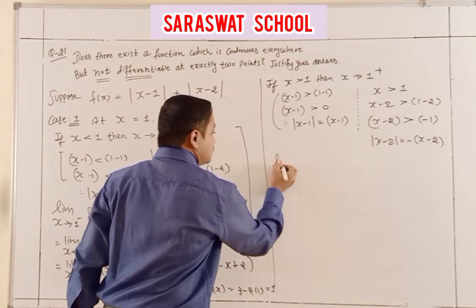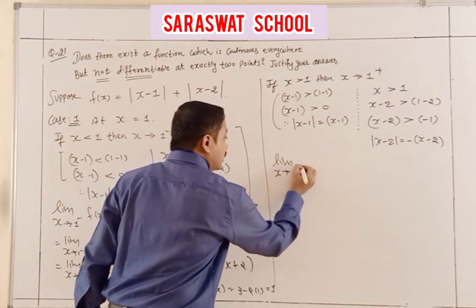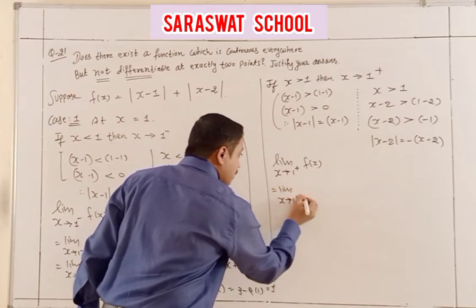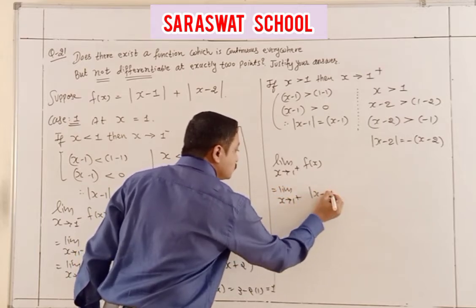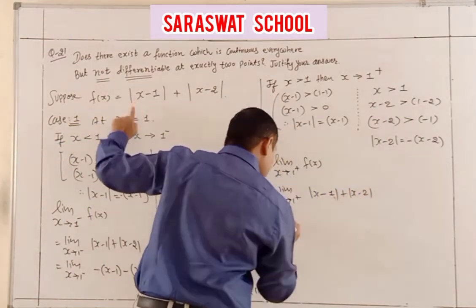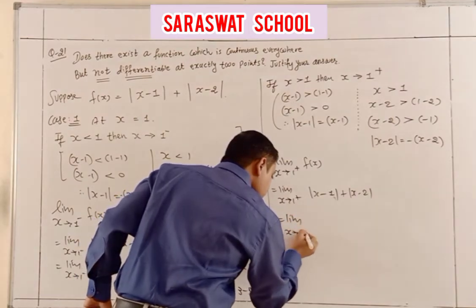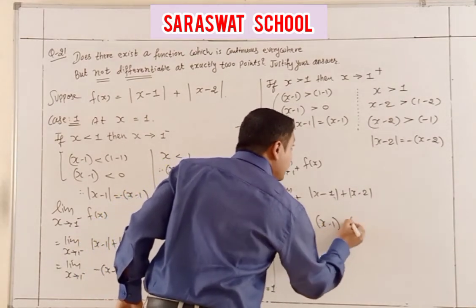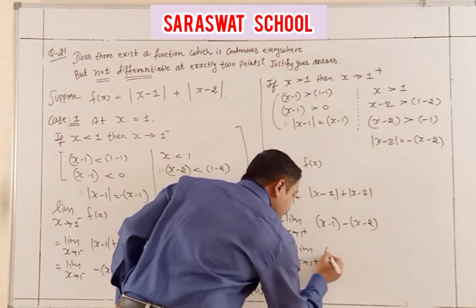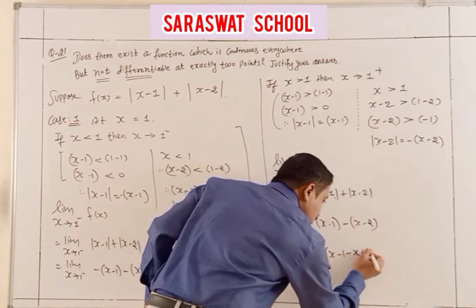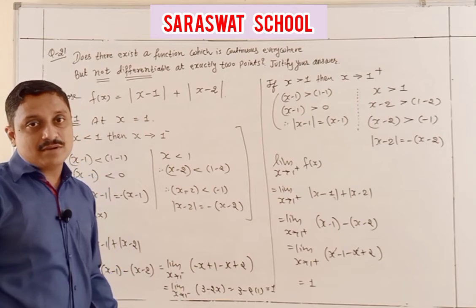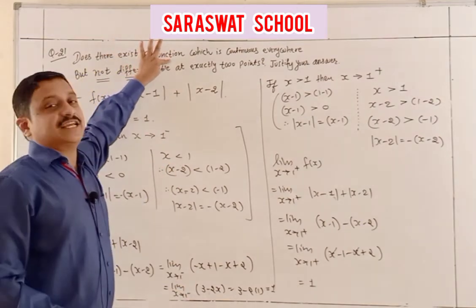Now limit x tends to 1 positive f(x). Similarly, the function is x minus 1 plus x minus 2. Same apply. This number is x minus 1 and here x minus 2. So I just create x minus 1 minus x plus 2. Sure, the answer is 1. Check, these both are the same. So it is continuous, I just checked.